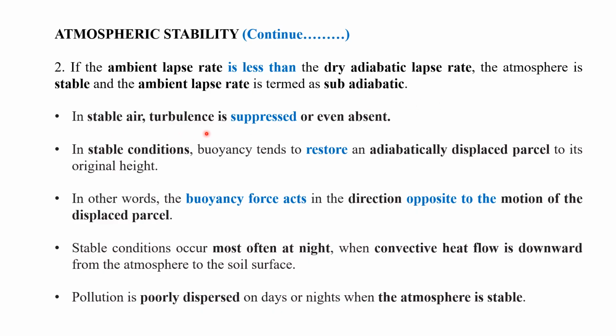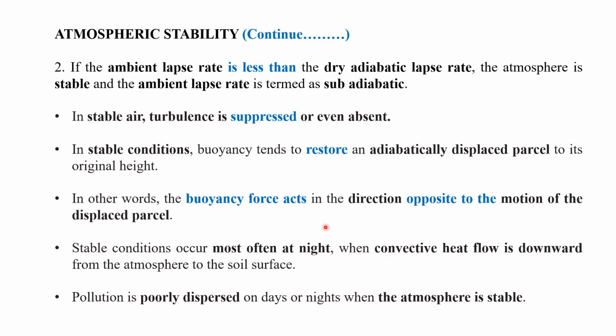In stable air, turbulence is suppressed or even absent. In a stable condition, buoyancy tends to restore an adiabatically displaced parcel to its original height. In other words, the buoyancy force acts in the direction opposite to the motion of the displaced parcel. A stable condition occurs most often at night, when convective heat flow is downward from the atmosphere to the soil surface. Pollution is poorly dispersed on days or nights when the atmosphere is stable.